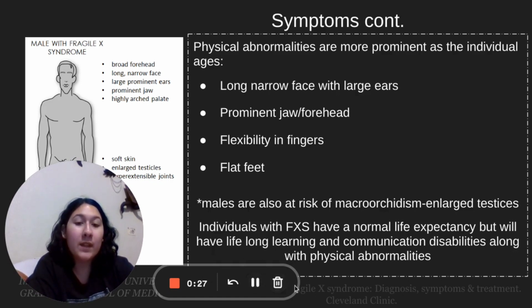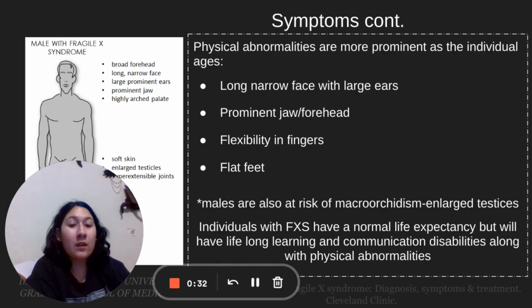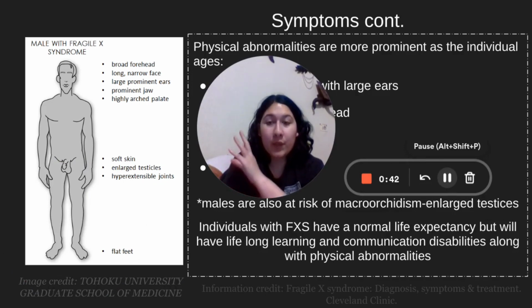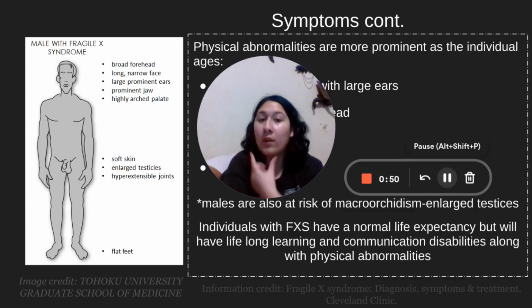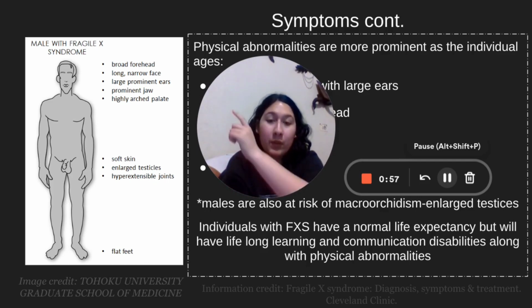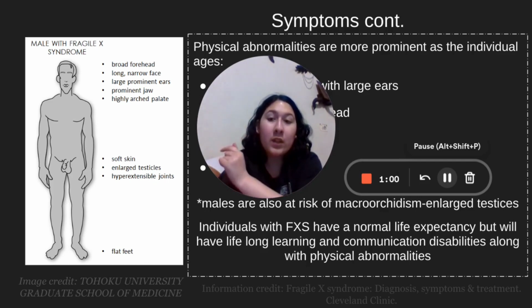Individuals with FXS have a normal life expectancy, but will have lifelong learning and communication disabilities along with physical abnormalities. To my left, we see a picture of an example of somebody with physical attributes of Fragile X syndrome, where they have the long jaw, the enlarged testicles, and the flat feet. There are also some other symptoms that are included in the chart, such as soft skin and hyperextendable joints.